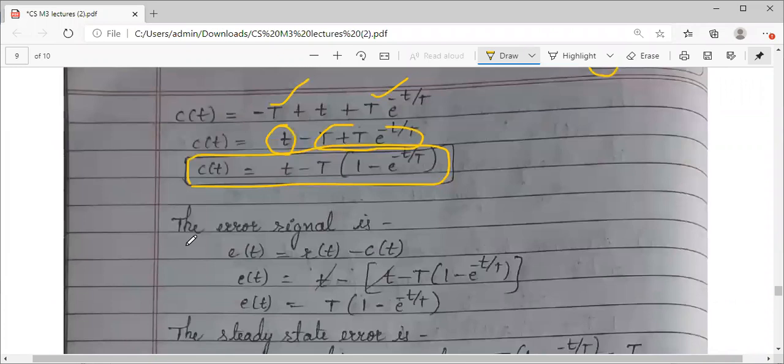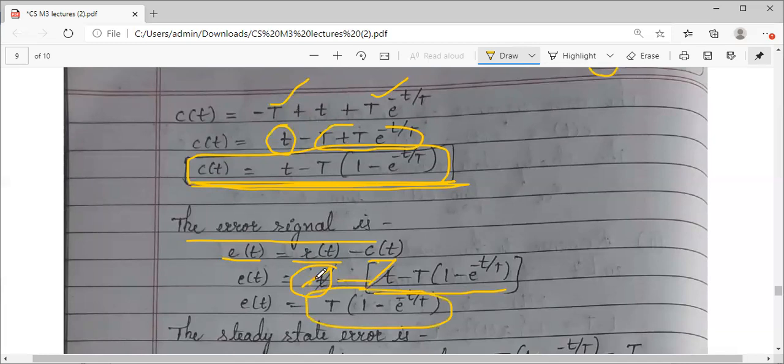Now coming to the error signal. Okay, what is error? The difference between what is applied as the reference and what output has come. If you take the difference between them, you will get the error signal. So applied is the ramp signal, that is t, and output is, just now I have got, t minus capital T, this complete value. From this, if you take these two and open the bracket, t minus t gets cancelled, you will be left with this term. This is e of t, the error signal.